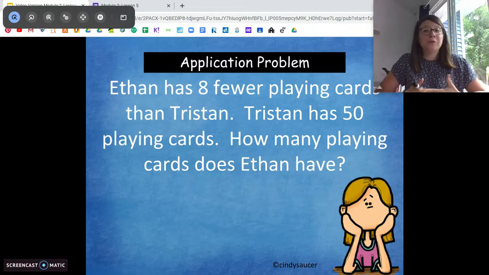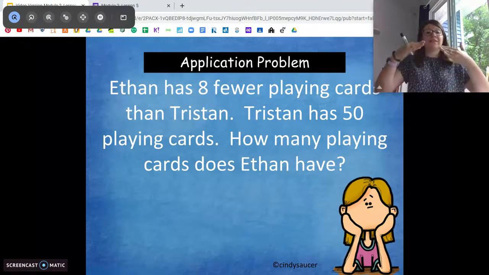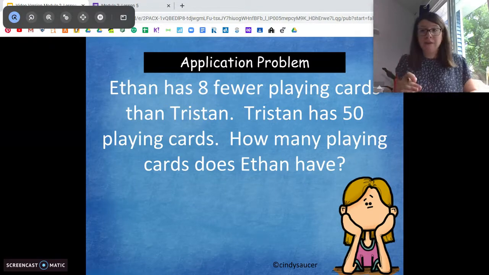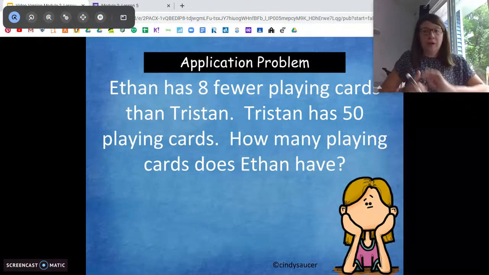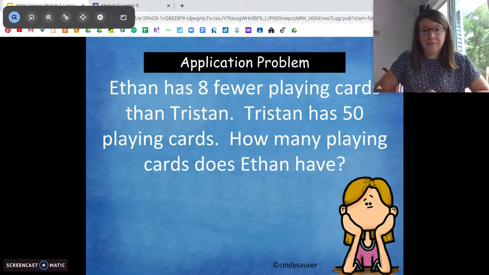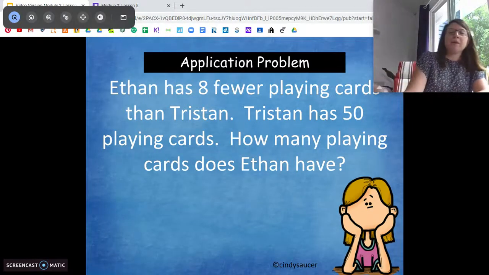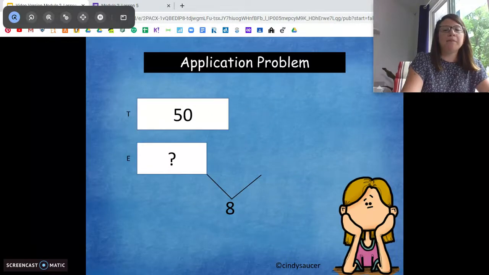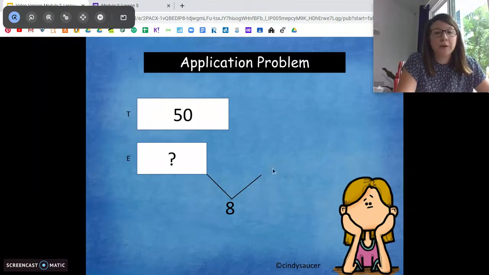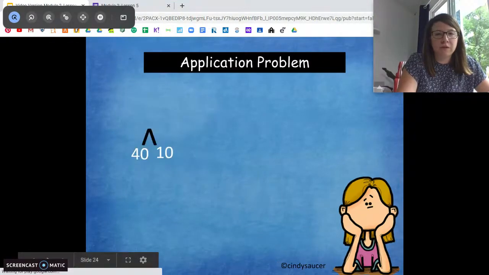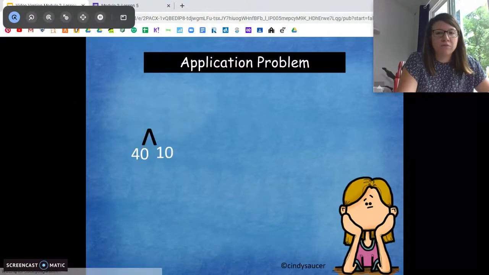Good. We're going to subtract because we know Ethan has fewer cards than Tristan. So pause the video and solve this on your own now. Unpause when you're ready. Ready? Okay. So you should have set your problem up. This is showing you the tape diagram. We need to figure out that he has fewer. Okay.